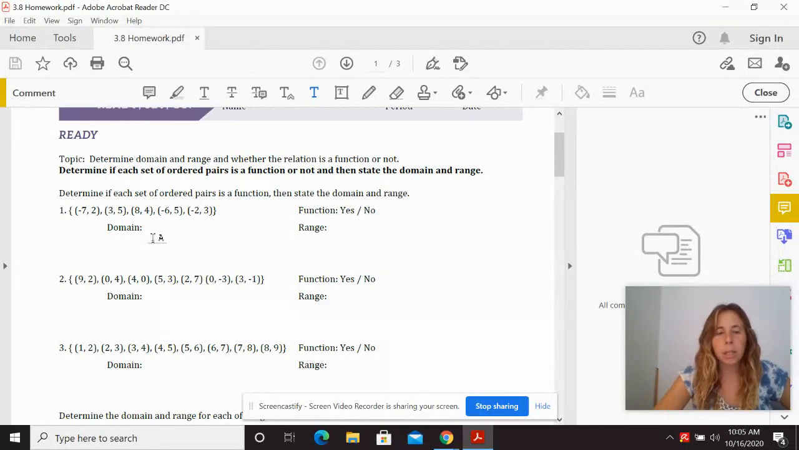Just these. So this one is a function because every x value they give me is only related to one y value. -7 is only corresponding to y equals 2. 3 is only corresponding to 5. 8 is only corresponding to 4. -6 is only corresponding to 5. Notice that I have two 5 y values. That doesn't matter. Y's can do whatever they want to do. X's have to be exclusive. So that's fine. I can have two of the same y values. And then -2 is only equal to 3. So it is a function.